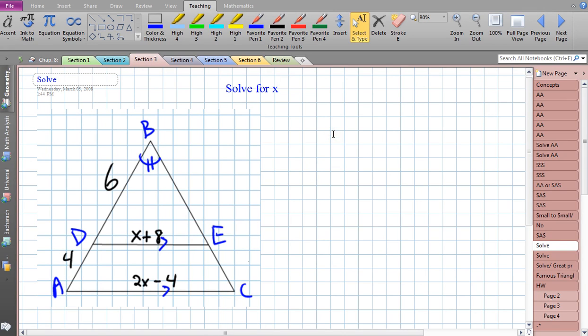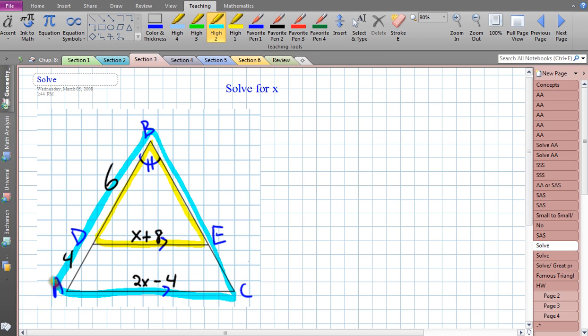Okay, let's do two more problems associated with solving for triangles, solving for variables within similar triangles. And so what do we see? Well, the first thing I see is we have two triangles. Let's call this one the yellow one, and let's call this one the blue one. They are definitely not congruent. One is much, much larger than the other.